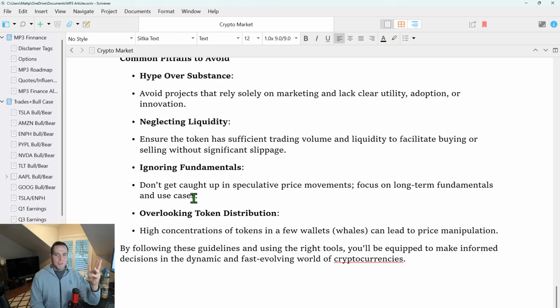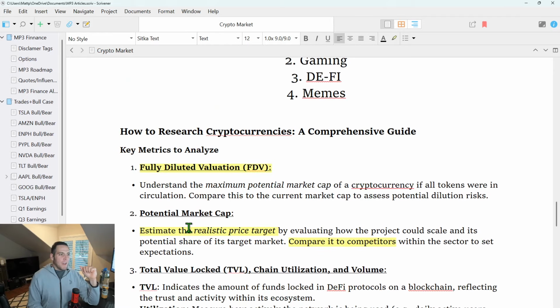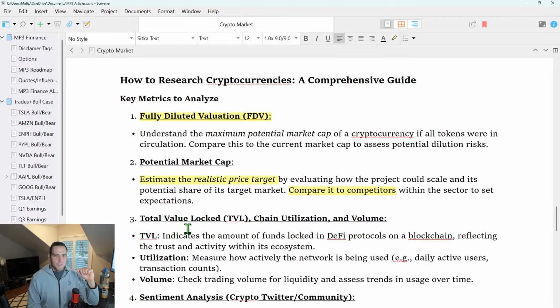And then the last one here, overlooking token distribution. So if one guy holds all the coins, probably want to be wary of that, because if he has a bad day, he could liquidate and crash the market. So that's a quick little rundown on how you can analyze some of these tokens for yourself.